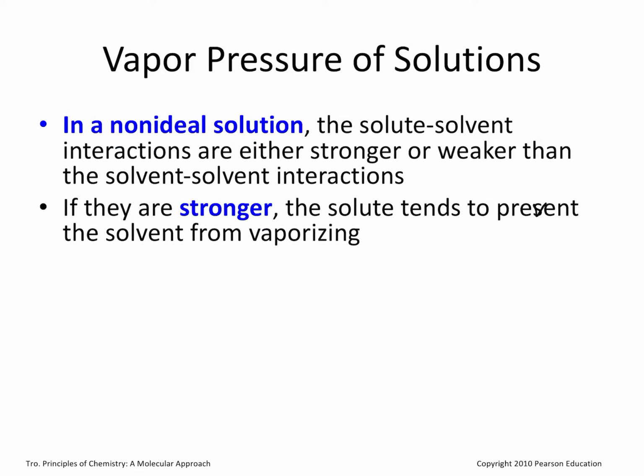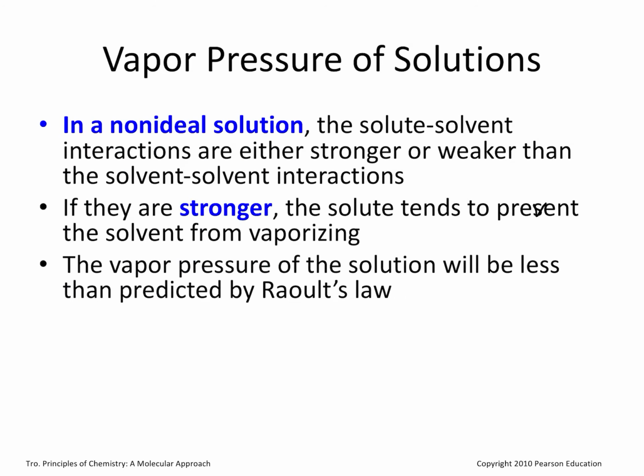Now, if they are stronger, the solute tends to prevent the solvent from vaporizing. So basically, if the solute-solvent interaction is stronger, they're going to be really, really attracted towards each other, like sodium chloride and water, because that's an ion-dipole interaction, stronger than the hydrogen bonding of water. It's going to keep the water from vaporizing. The vapor pressure of the solution will be less than predicted by Raoult's law if it's stronger.